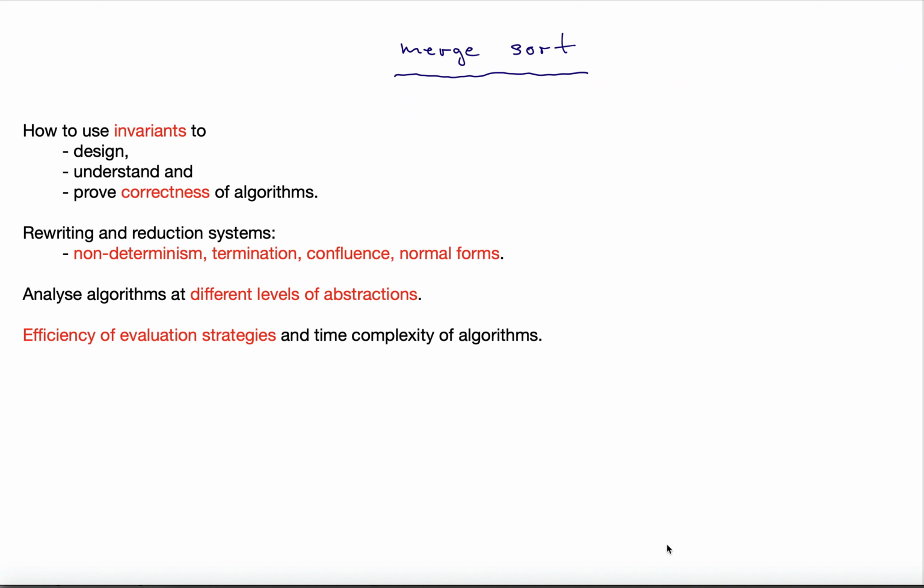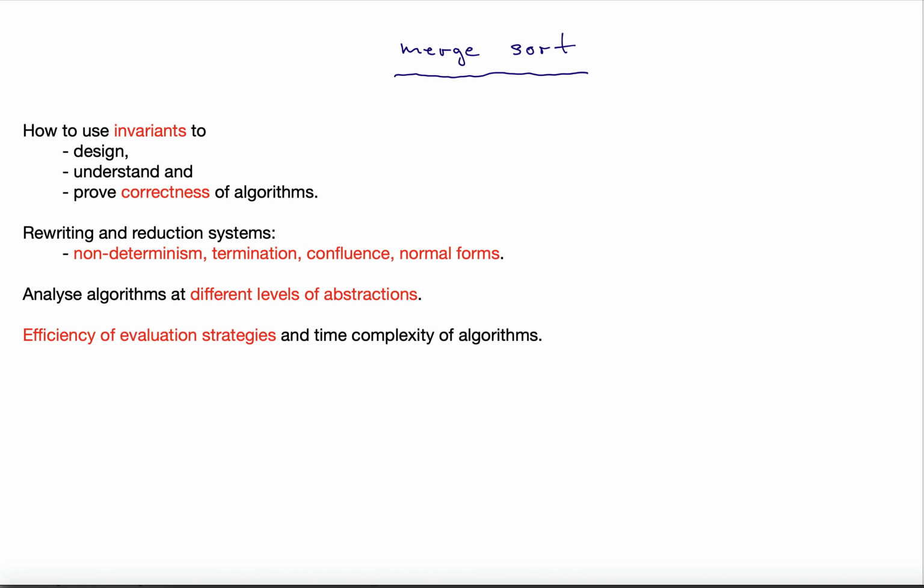I want to use the example of merge sort to illustrate some interesting concepts in the analysis of algorithms, invariants, how to design, understand, and prove correct an algorithm. I want to illustrate some ideas of rewriting and reduction system, non-determinism, termination, confluence, normal forms. I want to show you how these ideas can be used to analyze algorithms at different levels of abstraction, and we'll also have an opportunity to discuss the efficiency of evaluation strategies and the time complexity of algorithms.